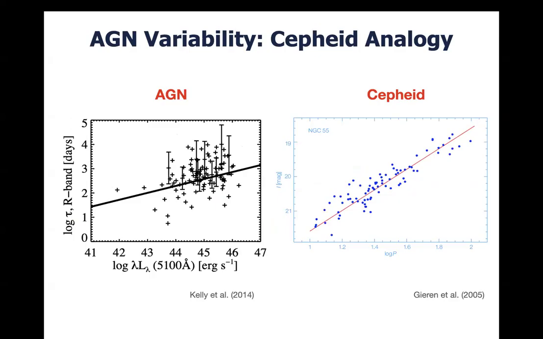So this is the analogy with Cepheid variable stars. On the right is the Cepheid Leavitt law. And on the left is the AGN damping timescale and luminosity correlation from Kelly 2014.